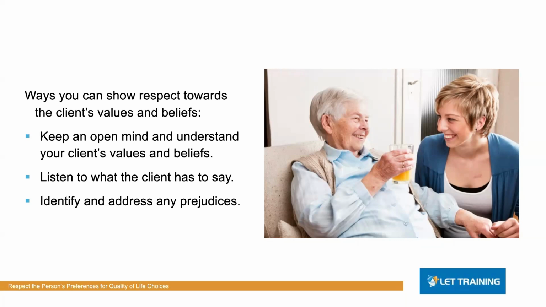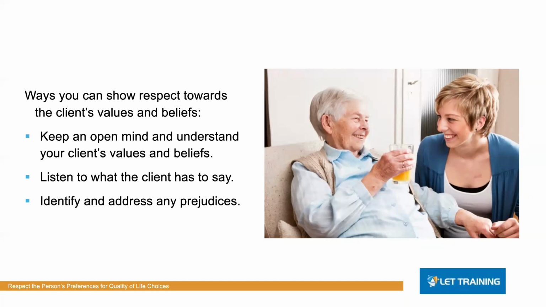Identify and address your prejudices. Differences in values and beliefs may affect the way you interact with others. These biases may be unconscious and may be reflected in your care services. Actions influenced by unconscious biases are often harmful, hurtful, and disrespectful to the other person.